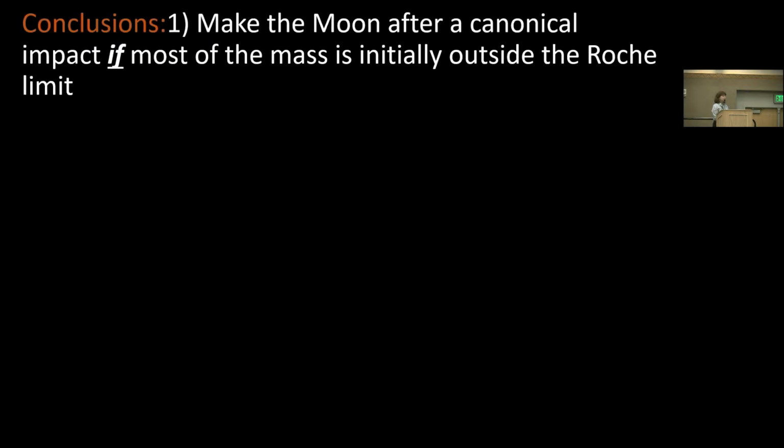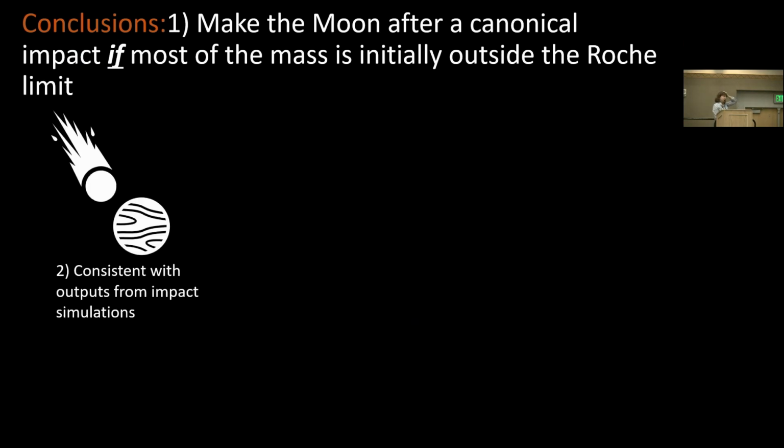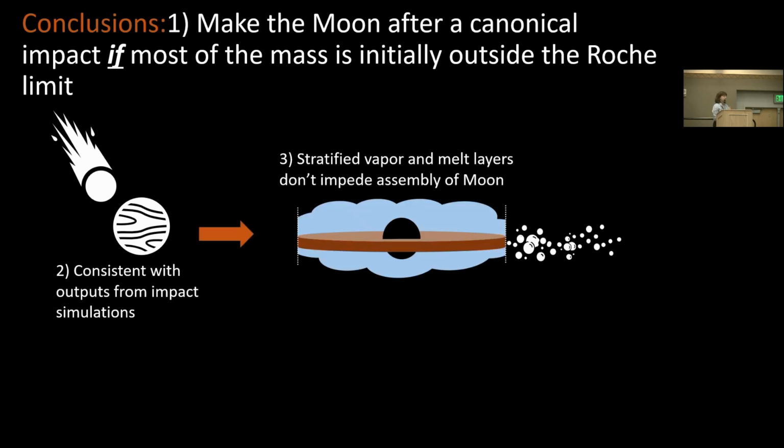So in conclusion, you can make a moon if most of the mass is initially outside the Roche limit in this field of particles. This is a feature that is in fact predicted by canonical impact simulations. Our new treatment of the stratified vapor melt layers, it didn't hurt, but it also didn't help making the moon. We're still glad we did it.